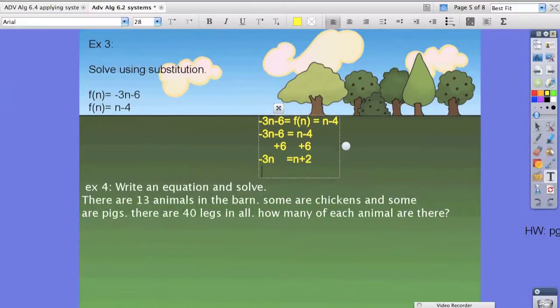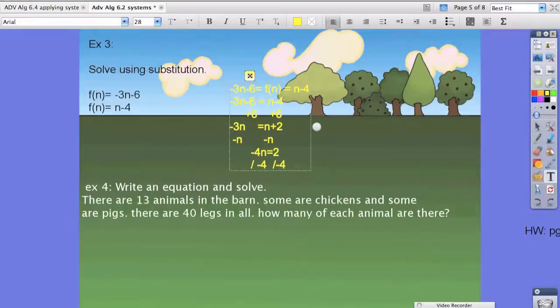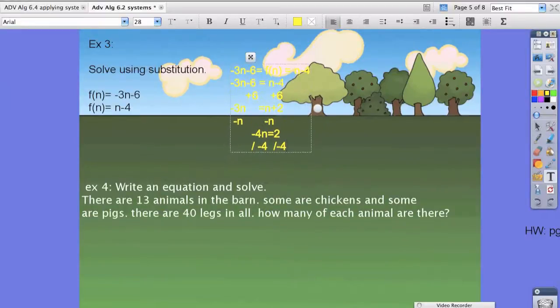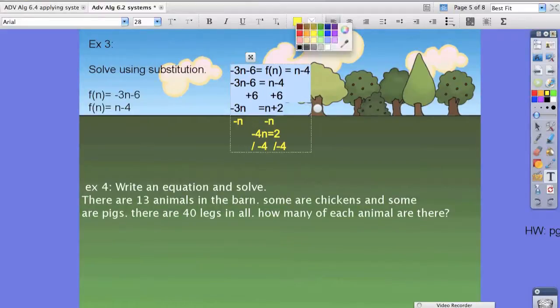Okay, then we're going to subtract n from both sides, and we're going to be left with negative 4n equals 2. Divide by negative 4 on both sides. And when we do that, you're left with n equals negative 1/2. And now you're done.